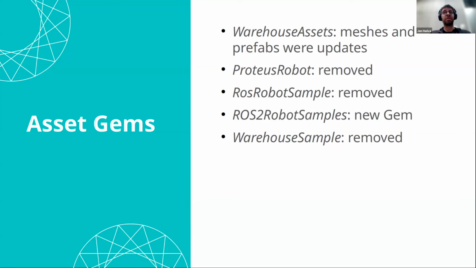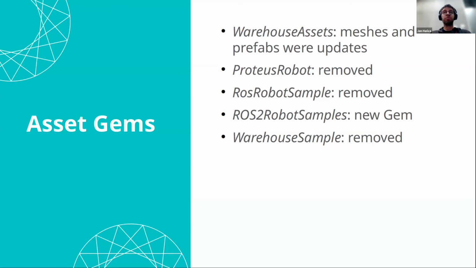We decided to clean them up and organize a bit better. So the base package with warehouse assets was updated. We removed two packages, two gems, Proteus robot and ROS robot sample. We merged both robots into one new gem called ROS2 robot samples. There are additional robots included in this gem, like Panda Franka.